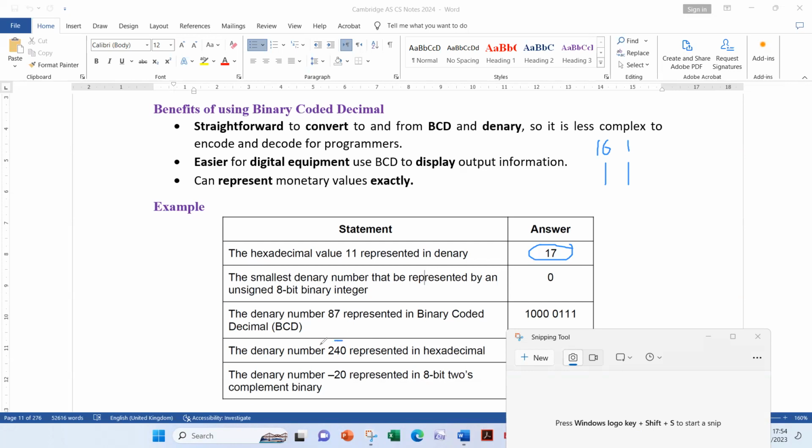Here you need to do division. Here is another story. You start with the denary 240. You have to divide by 16, without a calculator. Calculators are not allowed. Okay, so let me clear this drawing first.